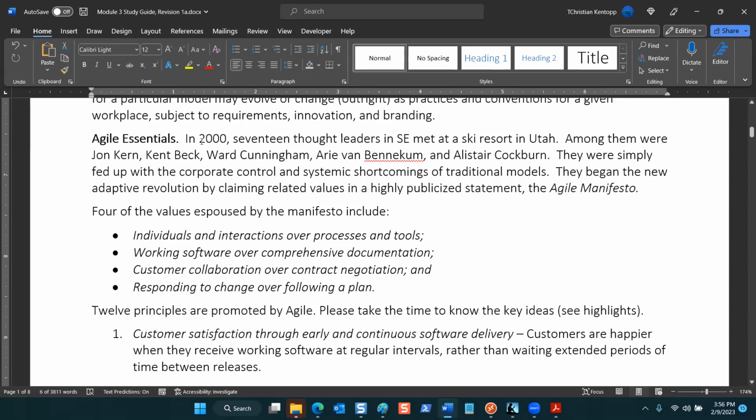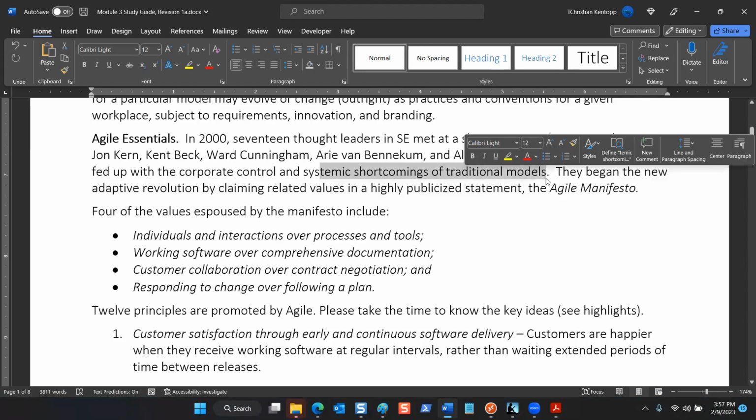So in the year 2000, and that was 23 years ago, 17 thought leaders in software engineering met at a ski resort in Utah. Among them were John Kern, Kent Beck, Ward Cunningham, Ari Van Bennekom, and Alastair Cockburn. Now, those names are worth mention. Those are a bit like the founding fathers of our country. And in fact, what I'm going to do here is add this to the dictionary so Word doesn't think that's a misspelling. They were fed up with corporate control and systemic shortcomings of the traditional plan and document models.